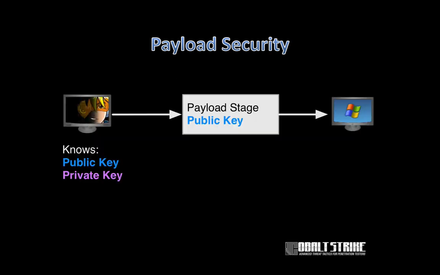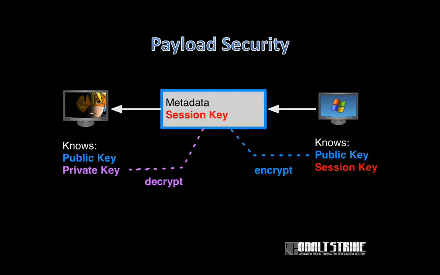Let's walk through how these payload security features work at a very high level. When the team server is first run and creates a first listener, it generates a public and private key pair. Whenever the team server generates a Beacon payload stage, that stage has the team server's public key embedded inside of it. When Beacon is running on a target, the target generates a session key. So at this point, the target knows the session key and it knows the public key of its team server.